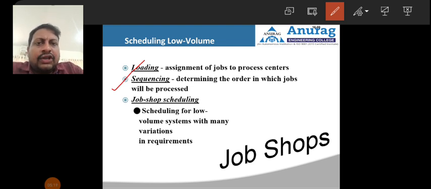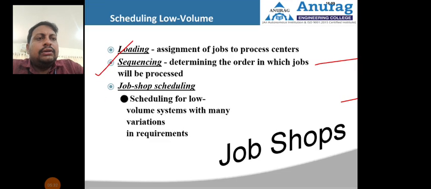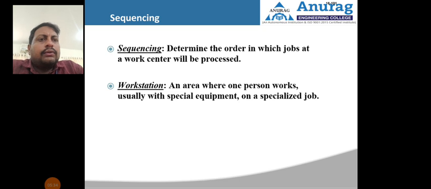So in the scheduling rules, we have priority rules and dynamic sequencing. One by one we are going to learn them. Sequencing means determining the order in which jobs at a work center will be processed.